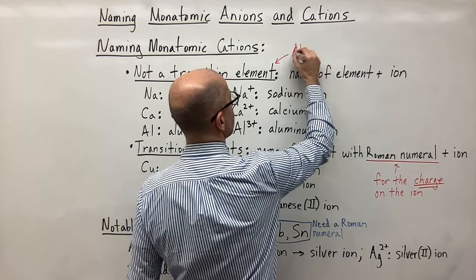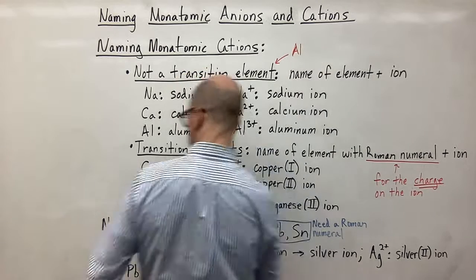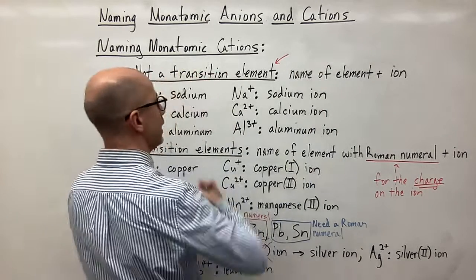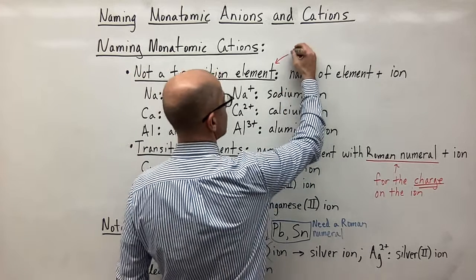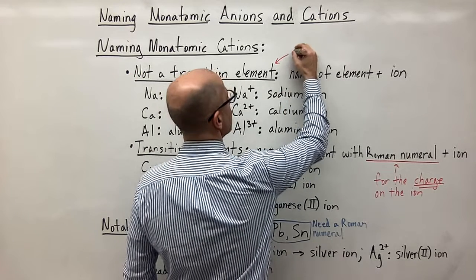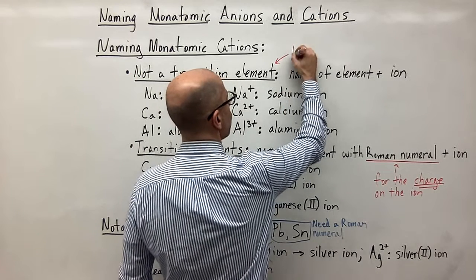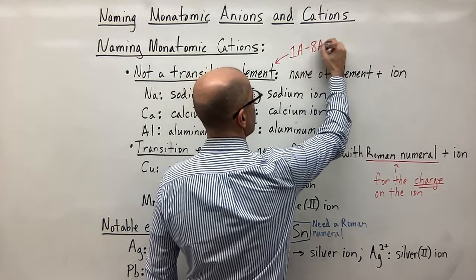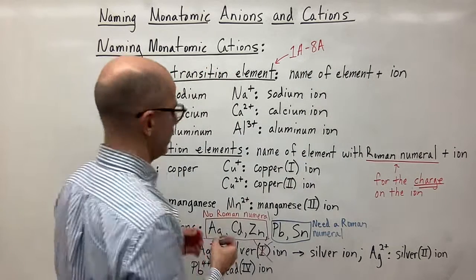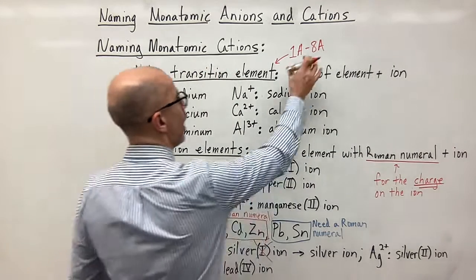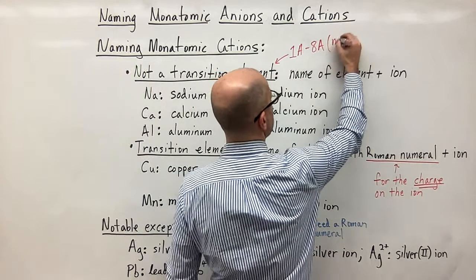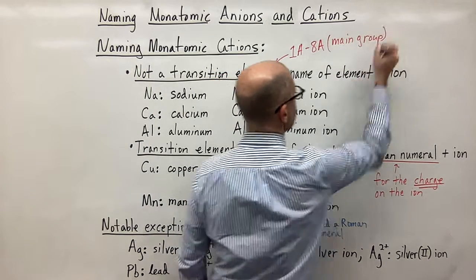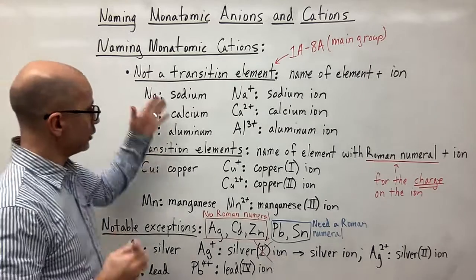1A, not A1, unless you're talking about the barbecue sauce. I can't get my sauces right. So 1A through 8A. Okay, so this would be your main group elements. So not transition elements.